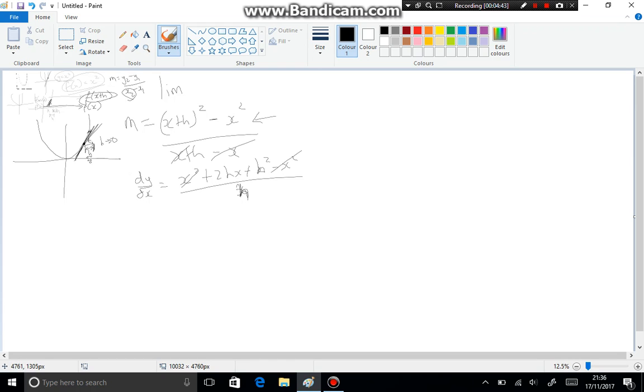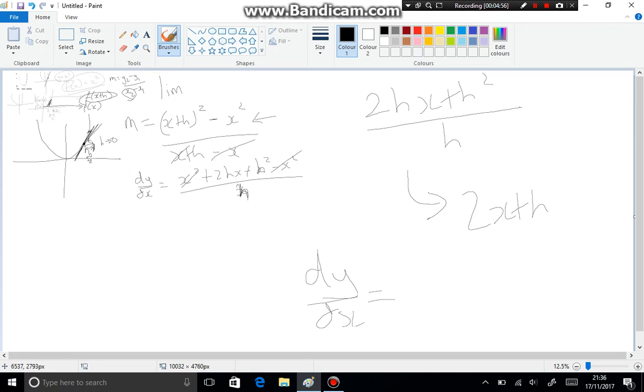So x squared and minus x squared cancel, and we're left with 2hx plus h squared over h, and that simplifies to 2x plus h because the h is cancelled. And so we're left with this dy over dx is equal to the limit.